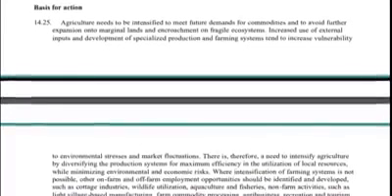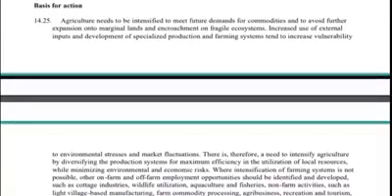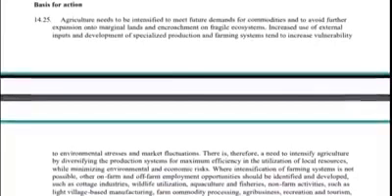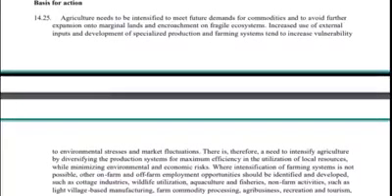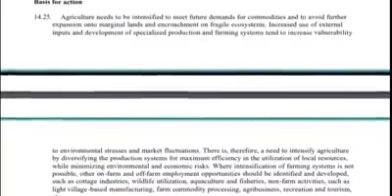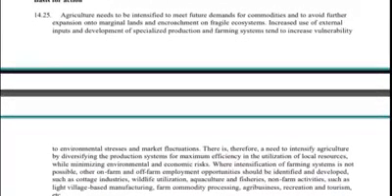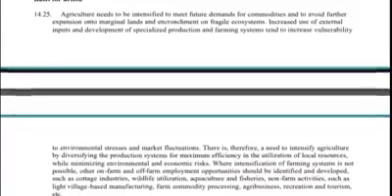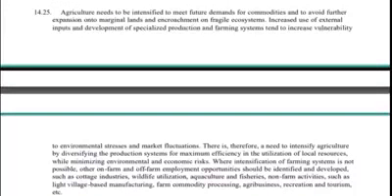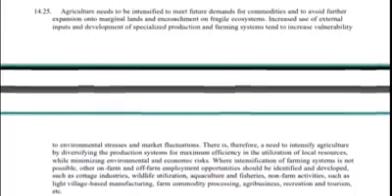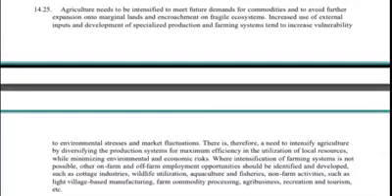Where intensification of farming systems is not possible, other on-farm and off-farm employment opportunities should be identified and developed, such as cottage industries, wildlife utilization, aquaculture and fisheries, non-farm activities such as light village-based manufacturing, farm commodity processing, agribusiness, recreation and tourism, etc. So there it is.